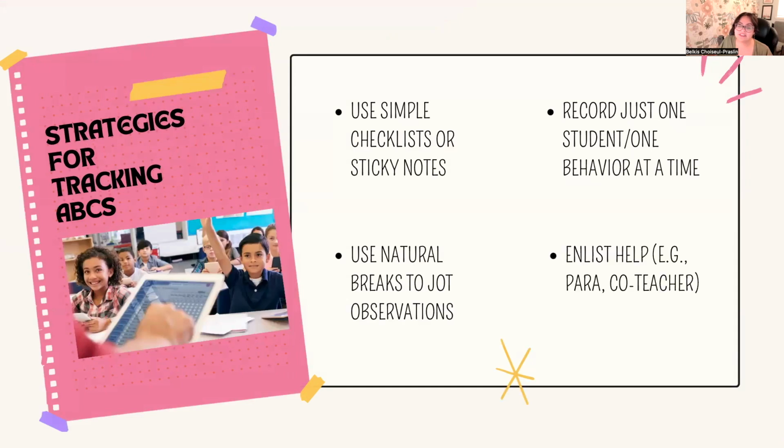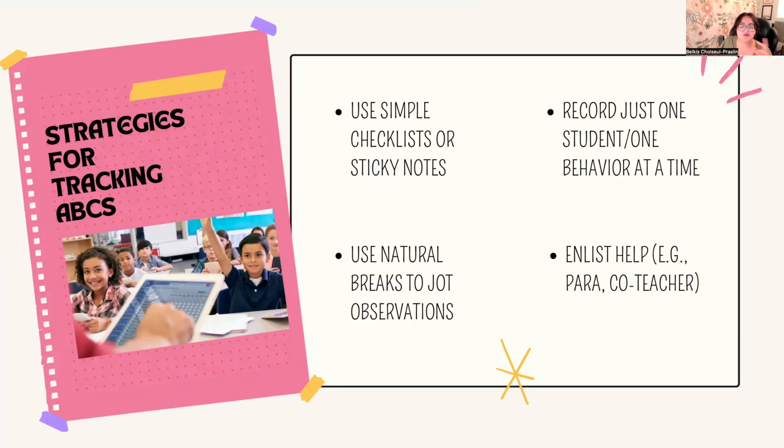Now, how do we actually track our antecedents, behaviors, and consequences in a real classroom, especially if you're the only adult in the room? This is similar to what we talked about in the tracking data portion of our operational definitions video, and it's going to come down to keeping it simple. Use sticky notes, a clipboard, a voice memo, whatever works for you, and use it consistently. Then I would suggest picking one student and one behavior to focus on at a time. Again, you are just a human. You cannot actively do 700 things at once, but you can record just one student, one behavior at a time.